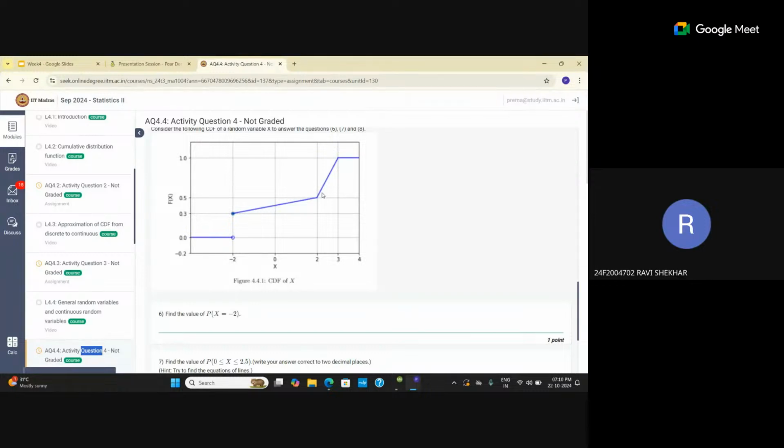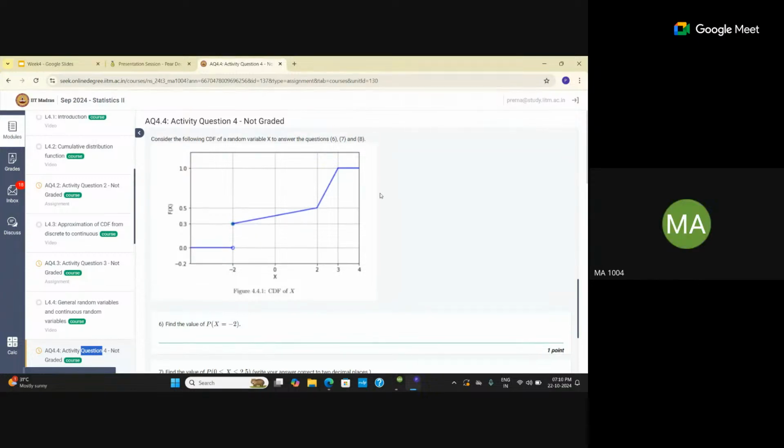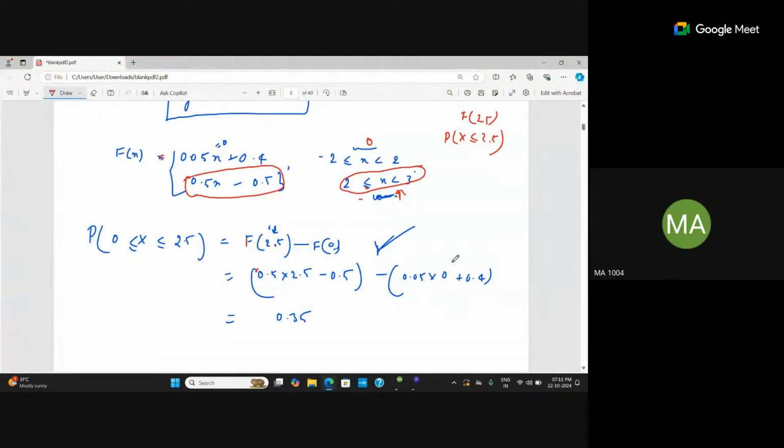This graph is for CDF, not for PDF. These lines are representing the CDF. So we need to find the equation of this line, and when you find the equation of the line, you can put the value of x in that equation. For that particular point, you will get the value of CDF. So by using the formula, we have calculated it.